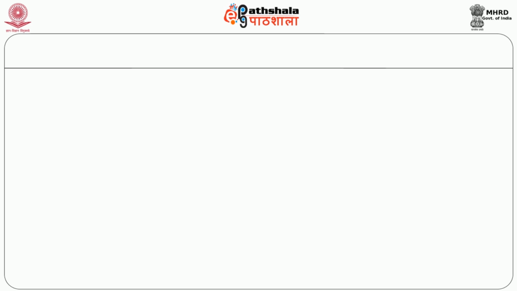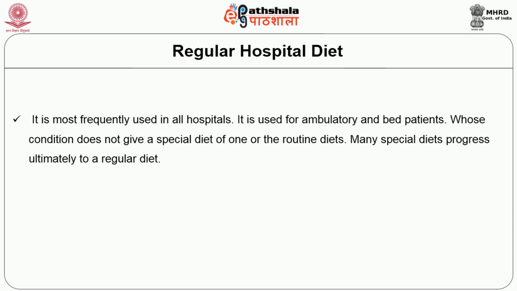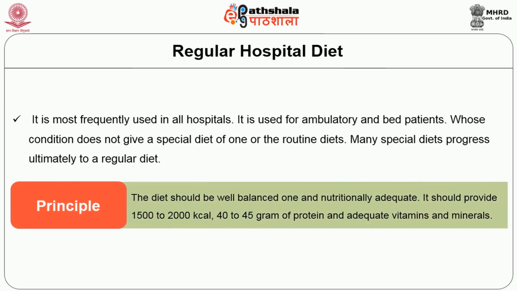Now, when we go into the next type of diet, which is the regular hospital diet, it is the most frequently used diet in all hospitals. It is used for ambulatory and bed patients whose condition does not require a special diet or one of the routine diets. Many special diets progress ultimately to a regular diet before the discharge of the patient to home. The principle of the diet is that it should be well balanced and nutritionally adequate. It should provide a minimum of 1500 calories to a maximum of 2000 calories, 40 to 45 grams of protein and adequate vitamins and minerals.